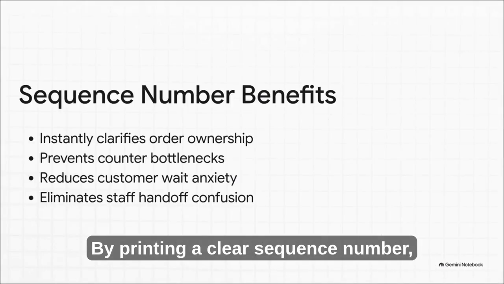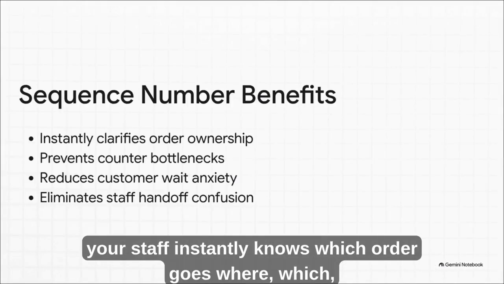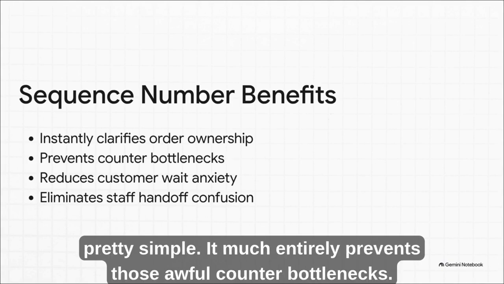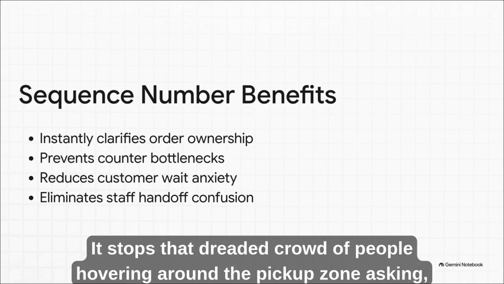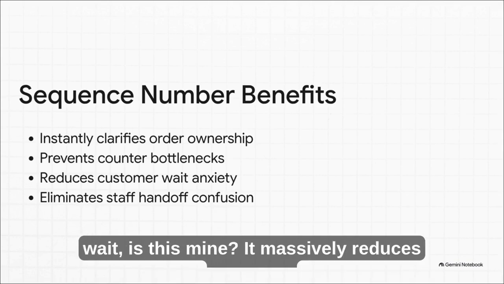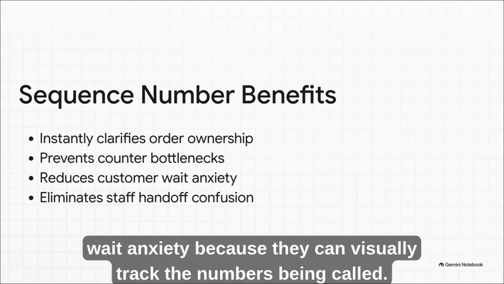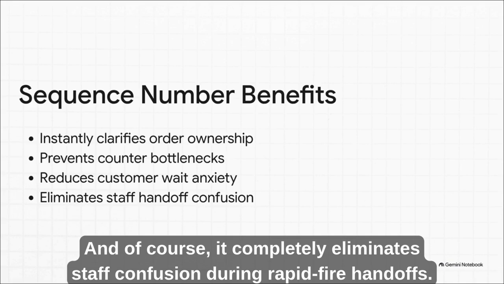By printing a clear sequence number, your staff instantly knows which order goes where, which pretty much entirely prevents those awful counter bottlenecks. Look at the benefits here. It instantly clarifies order ownership. It stops that dreaded crowd of people hovering around the pickup zone asking, wait, is this mine? It massively reduces customer wait anxiety because they can visually track the numbers being called. And of course, it completely eliminates staff confusion during rapid-fire handoffs.